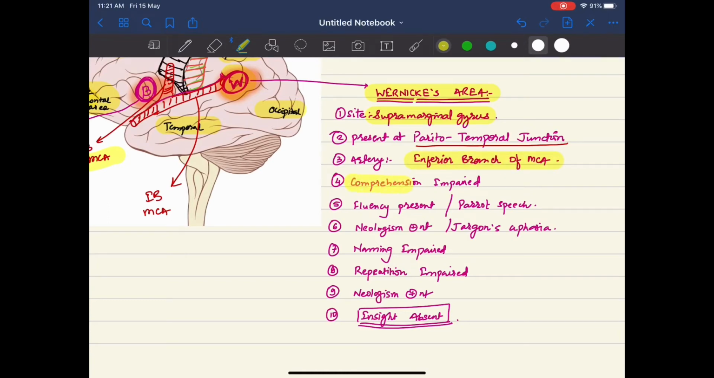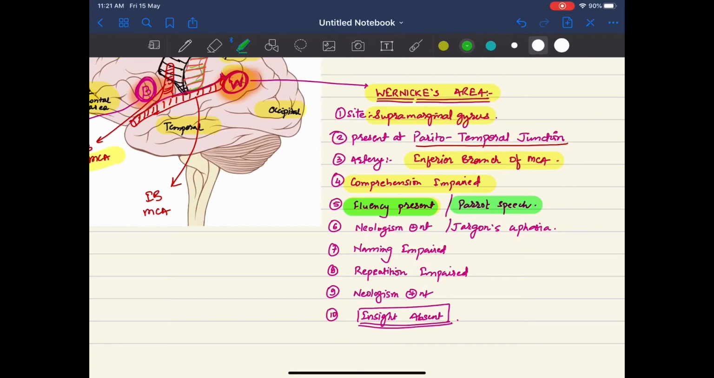See, comprehension will be impaired in Wernicke's also. Fluency will be present. This is the important point to remember. It is also called parrot speech. Parrot speech is nothing but the patient will keep on talking like a parrot. If you ask anything, he will keep on speaking, but there will be no comprehension. There will be no meaning to what the patient is speaking.